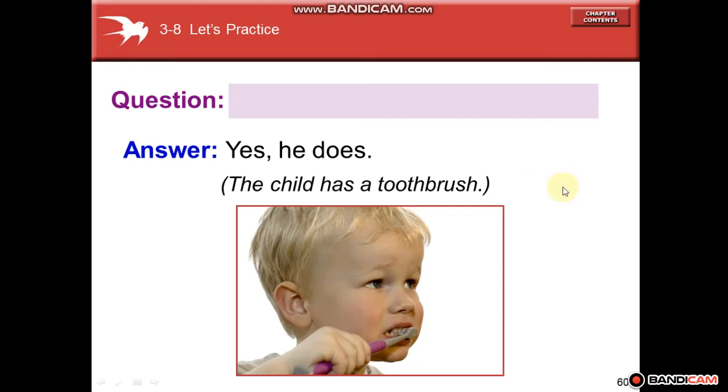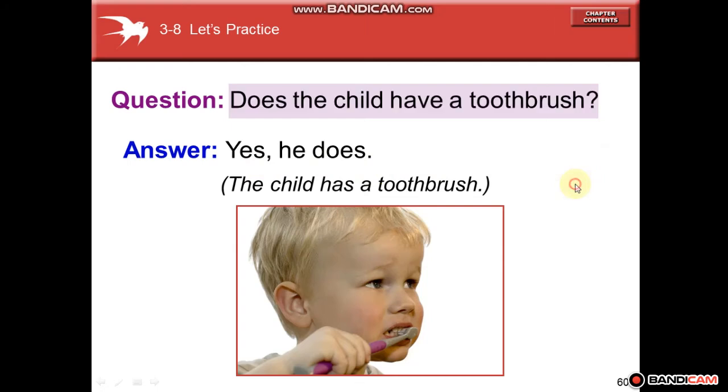Okay. Now, let's practice. What could be the question? Now you have, oh, this is the opposite way. The answer is yes, he does. Now this is the context. The child has a toothbrush. Yes, he does. Does the child have a toothbrush? Yes, he does. Yes, he has. Okay?